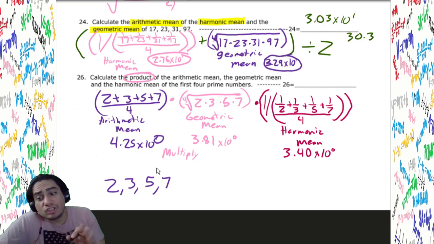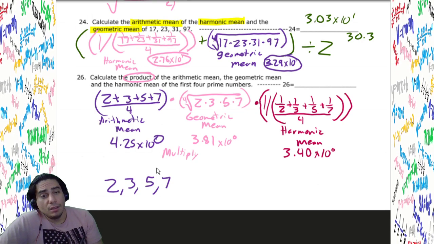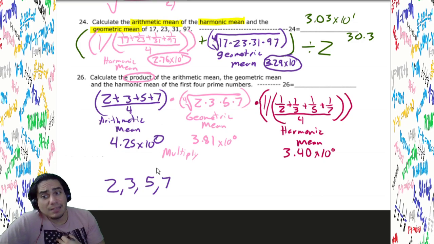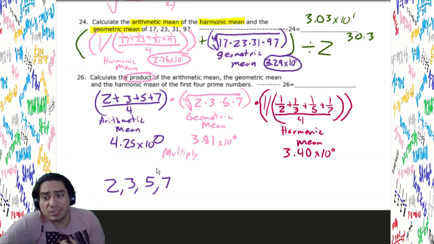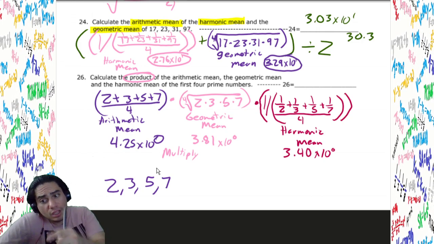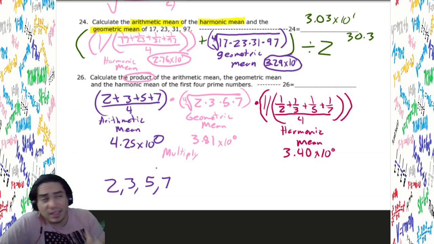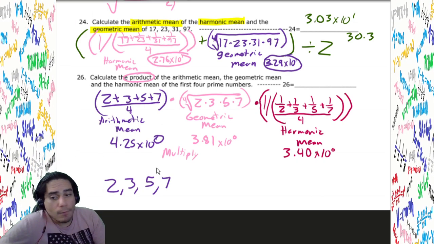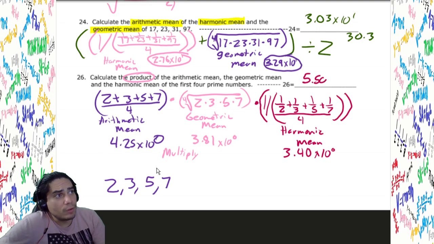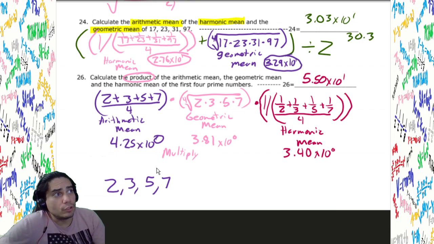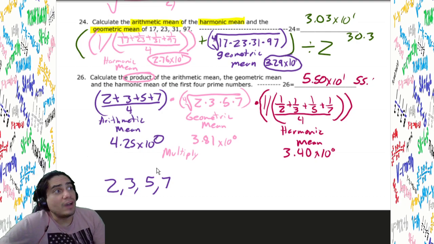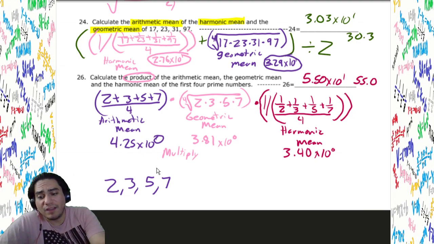Now, of course, these are not exact here, okay? What I see is that 1.62 times 10 to the first is my top number. I got 3.40 right underneath. I hit multiply, and now my correct answer is 5.50 times 10 to the first, or 55.0, okay, 55.0.